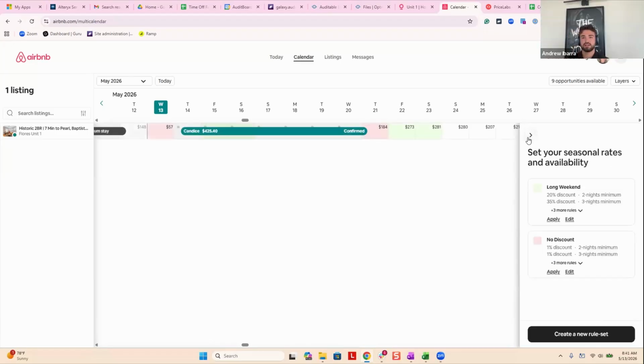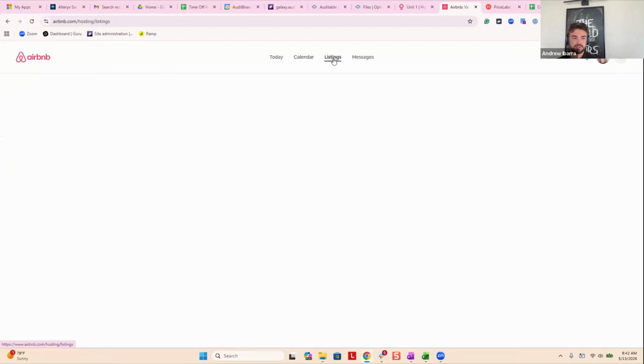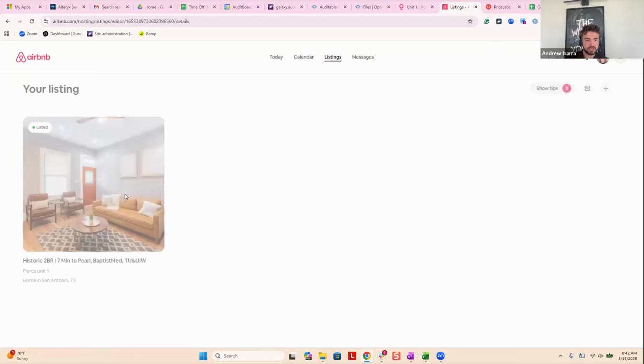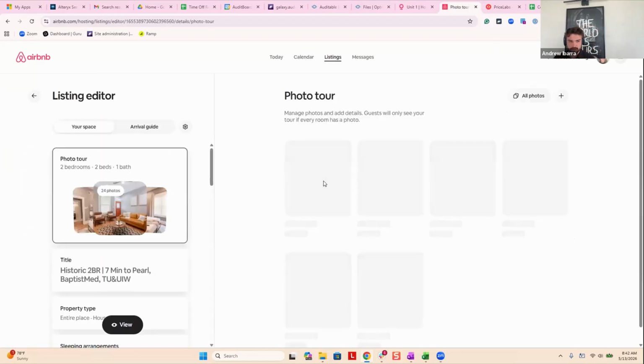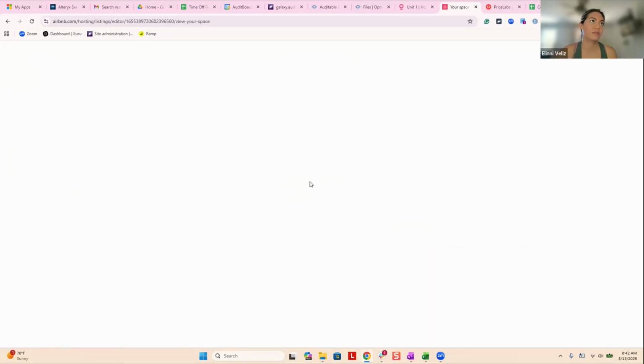So now that you have that set, let's just test pricing as is before we do anything. So hit listings. And just to gauge, is this a 1 bedroom in Texas or a 2 bedroom in Texas? It's a 2 bedroom, yeah. Okay.